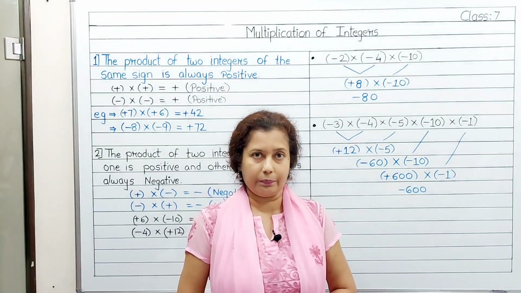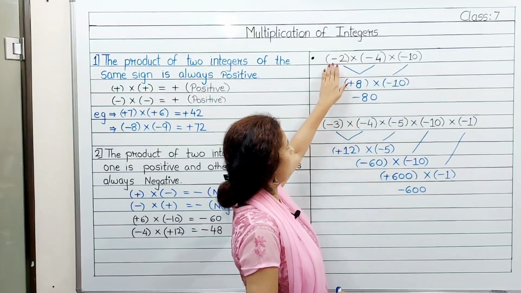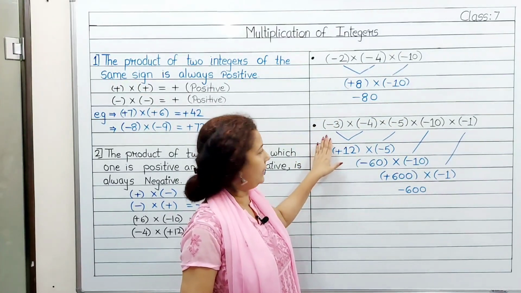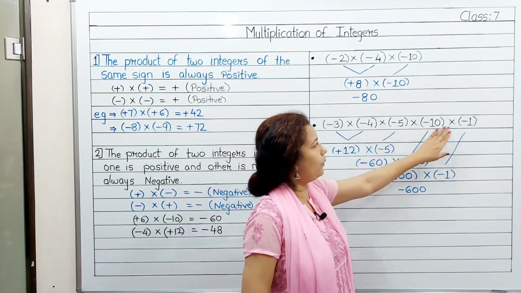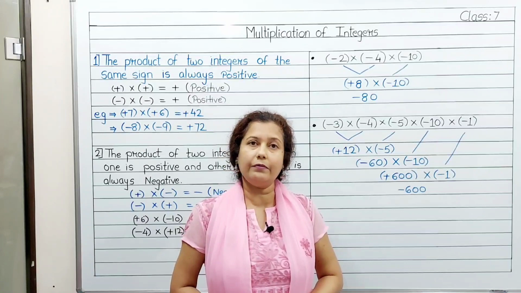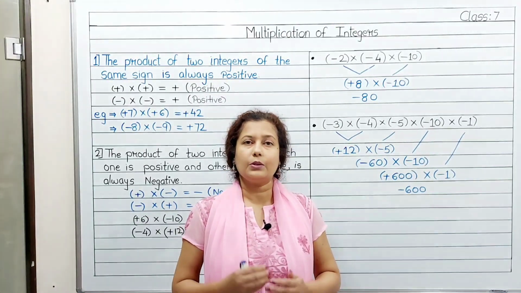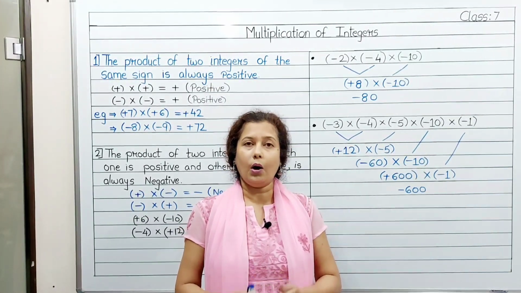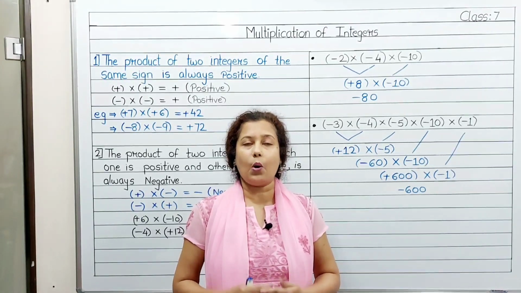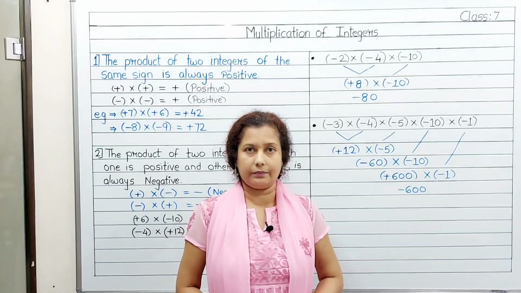always negative. We are multiplying 3 integers, 1, 2, 3 integers. In the second case, 1, 2, 3, 4, 5 integers. We are multiplying 5 integers. So again 5 is an odd number. So when we multiply an odd number of negative integers, the product is always negative.